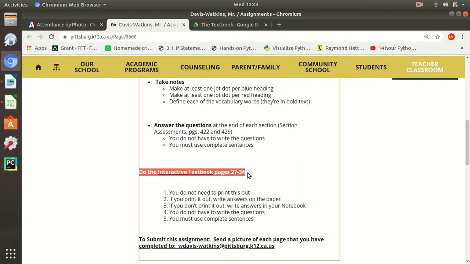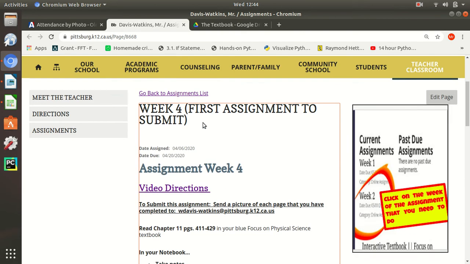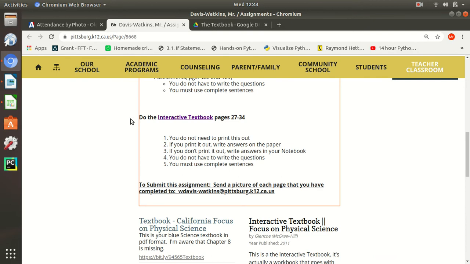That's online only. It's more like a workbook, but it's called the interactive textbook. And you need to go to that. For this week's assignment, so again, we're back on this page, week 4 assignment. It says do the interactive textbook, pages 27 to 34. You don't need to print it out. You don't have to write the questions. You have to use complete sentences.